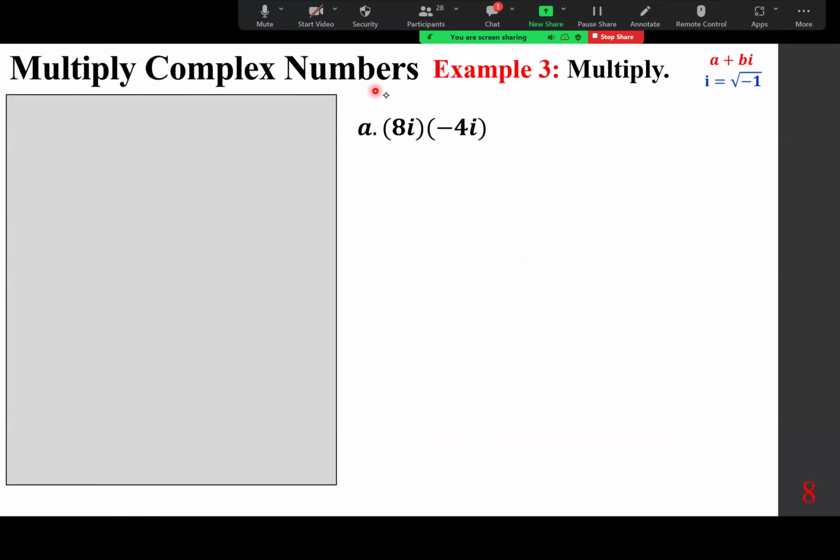Multiply complex numbers, reminding you that complex numbers are in the form of a plus bi. i by definition is the square root of negative 1. We want to multiply these two.